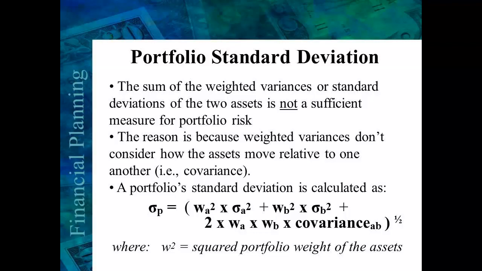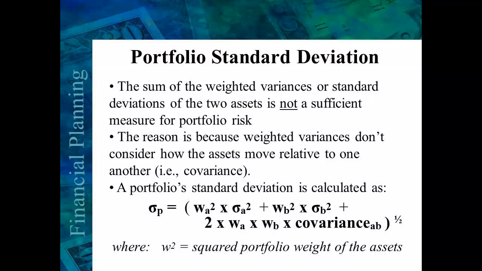The standard deviation sigma for a two-asset portfolio is calculated as the square root of the following summation. The squared weight of asset A times the variance of asset A, plus the squared weight of asset B times the variance of asset B, plus 2 times the weight of A times the weight of B times the covariance of AB.